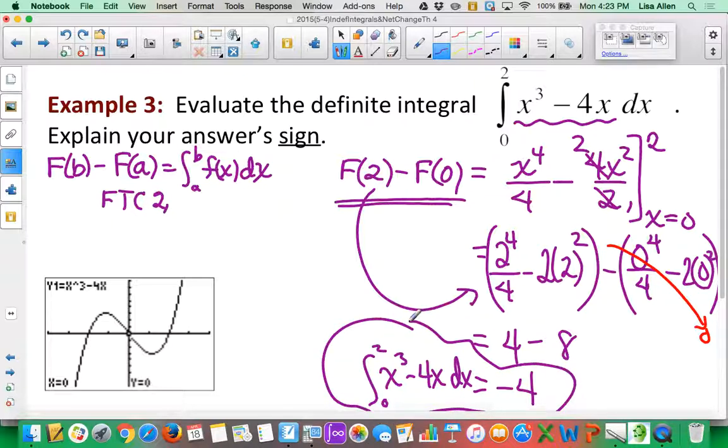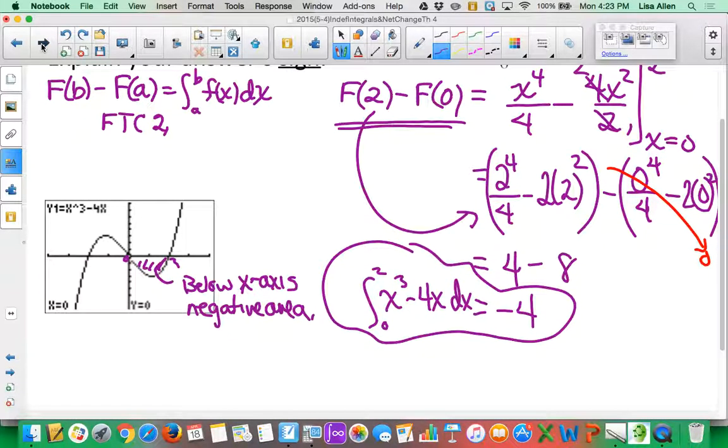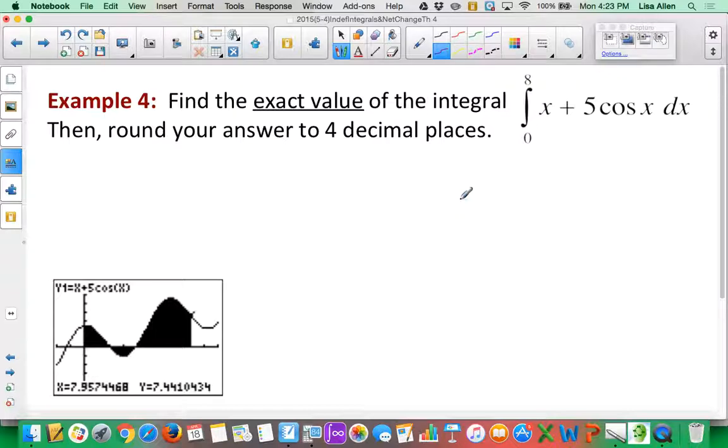Explaining the sign, we did talk a little bit about area, so if you consider the area from 0 to 2, you notice it is below the x-axis, and therefore is a negative area. So it produces a negative area. There's our answer, and let's move on to the next example. You can pause your video at any time or rewind to review.